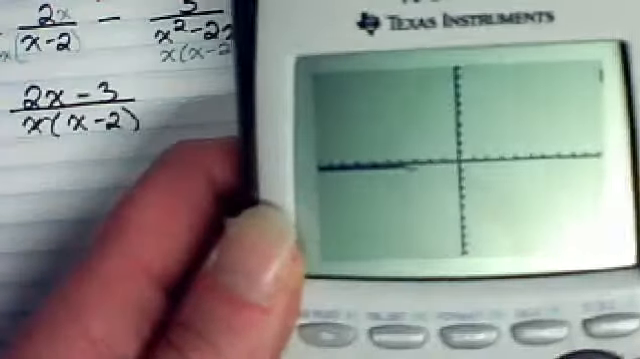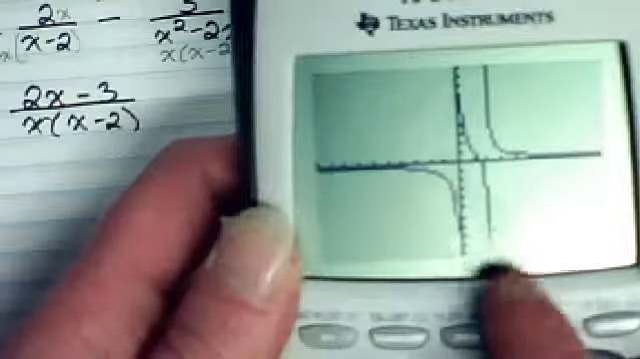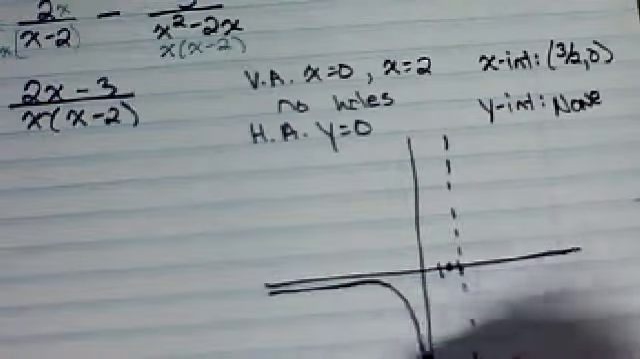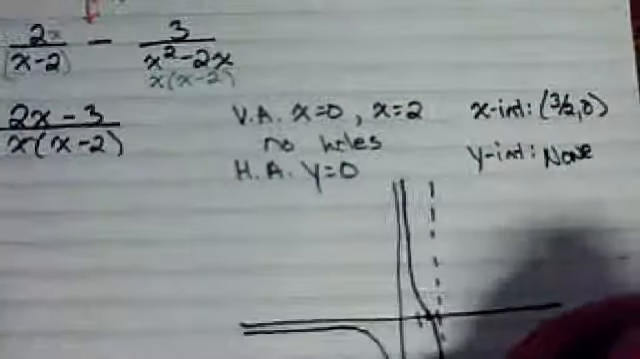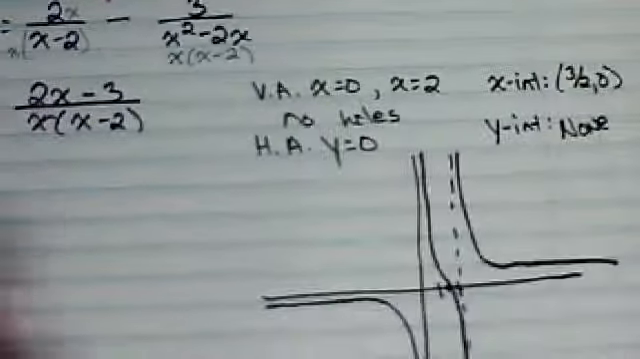Let's see what the graph does. Okay, so it's hugging the horizontal and going down. And then we got almost a cubic there in the middle. So notice it did cross that horizontal asymptote in the middle, but not on the edges.